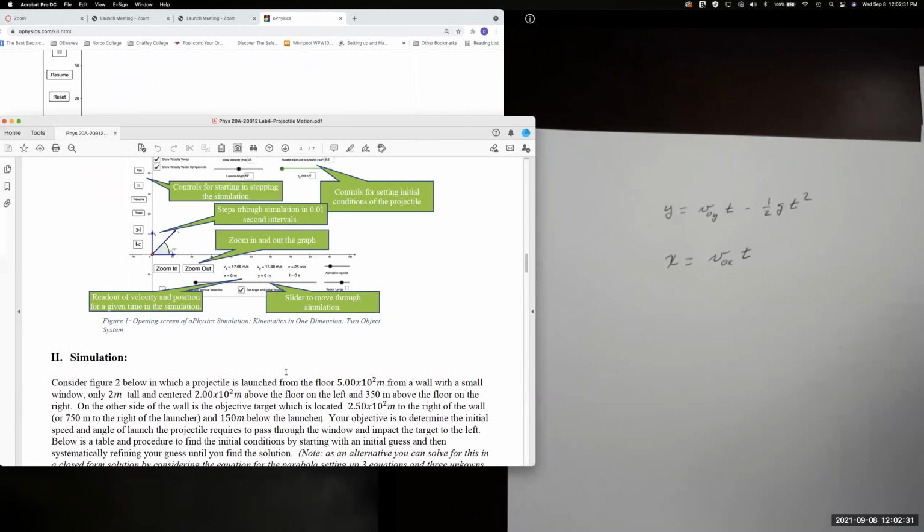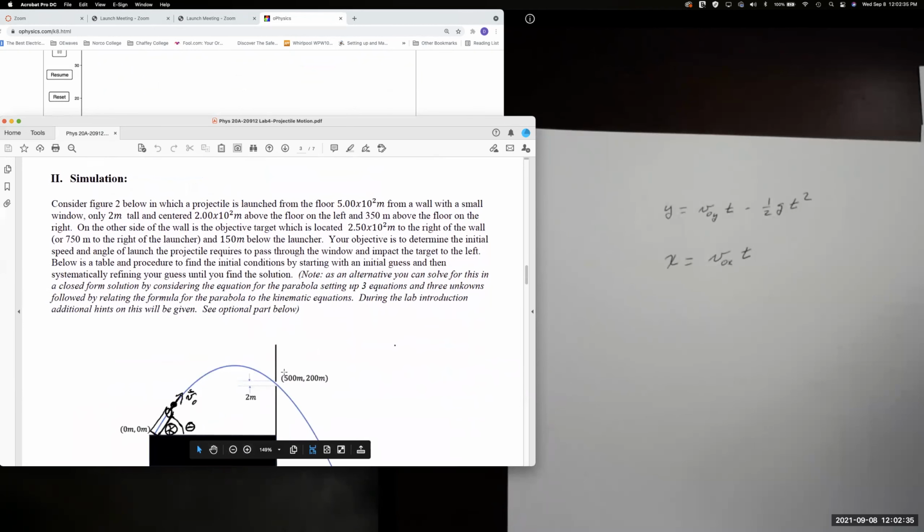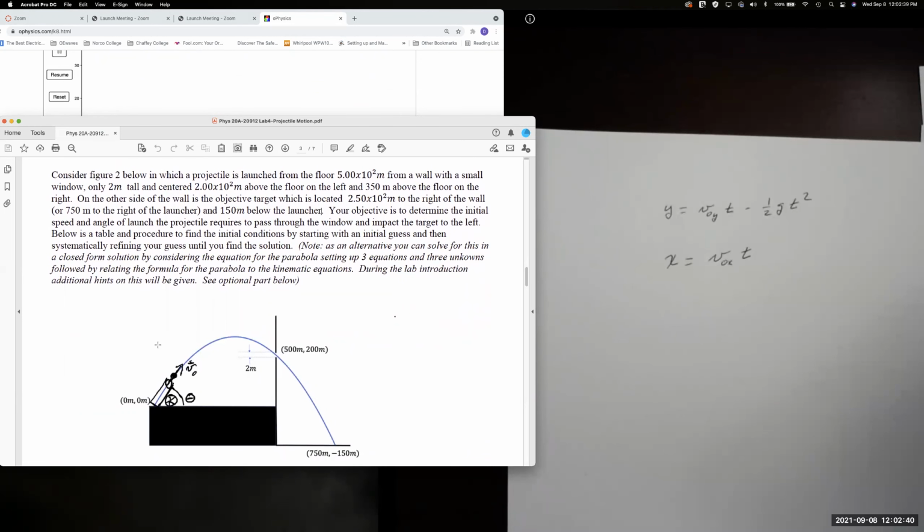Now, let's consider this figure here. We have a cannon over here, and it's sitting on the ground. It launches with some velocity, V0, at some angle. So it's got theta 0 and speed V0, which I've written as V0 vector. And it needs to go up.